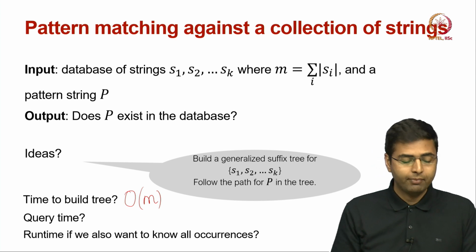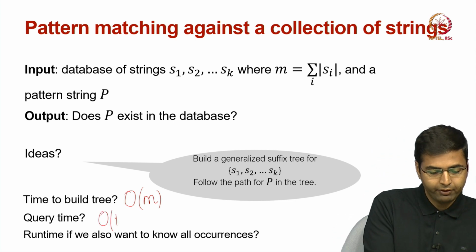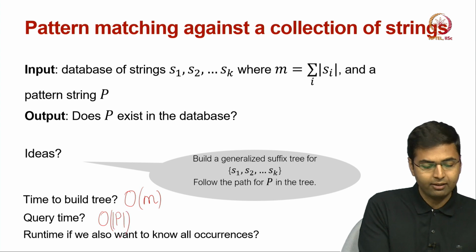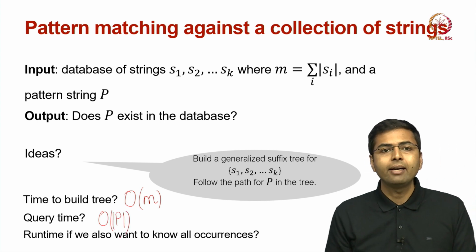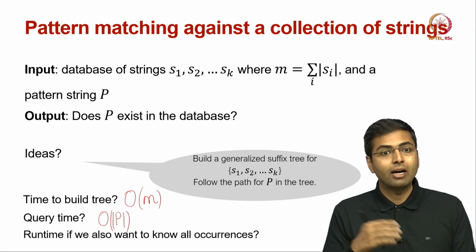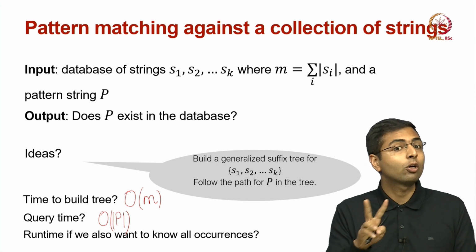The query time is order p, because we just have to match the characters of the pattern, and by that we can tell whether the pattern occurs or not. So, we can give a yes or no answer.